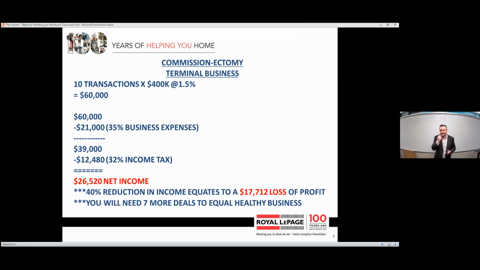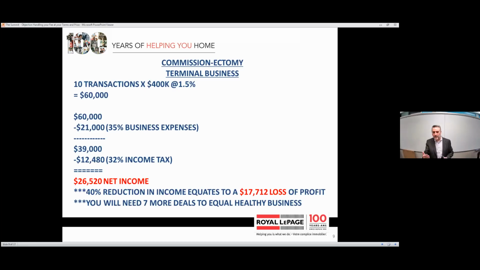Now, in this model, as I said, it's a 40% reduction, not a 1% reduction. It's a 40% clip on your business. You need to do in this model 7 extra deals, not 1, not 2, 7 extra deals to get yourself back to the healthy business model. And how does that math work? Well, it's taking your 26,000, dividing that by 10, it's about $2,600, and looking at the difference between 17,000 and 26,000, it's 7 more deals at the $2,600 to get back up to 44,000. So I hope that math resonates there.